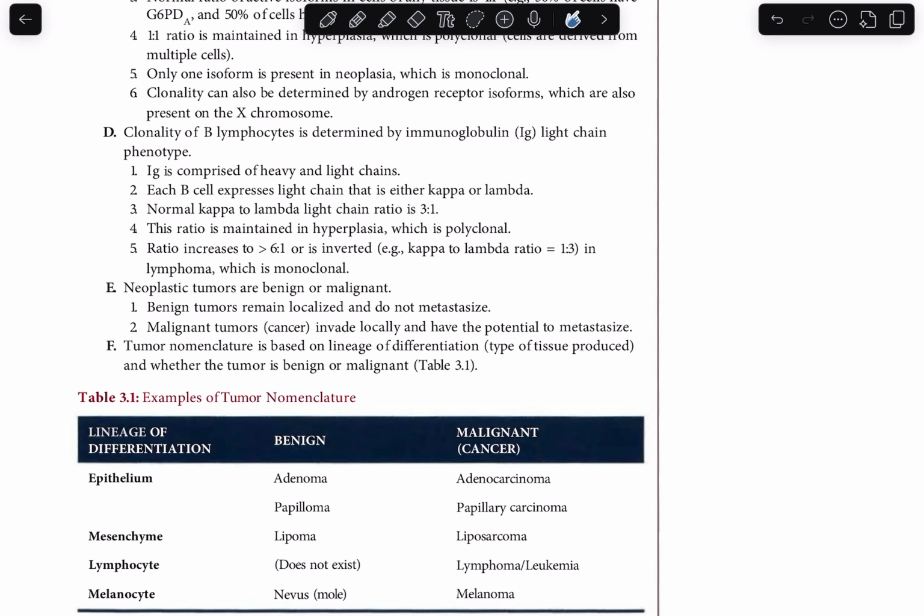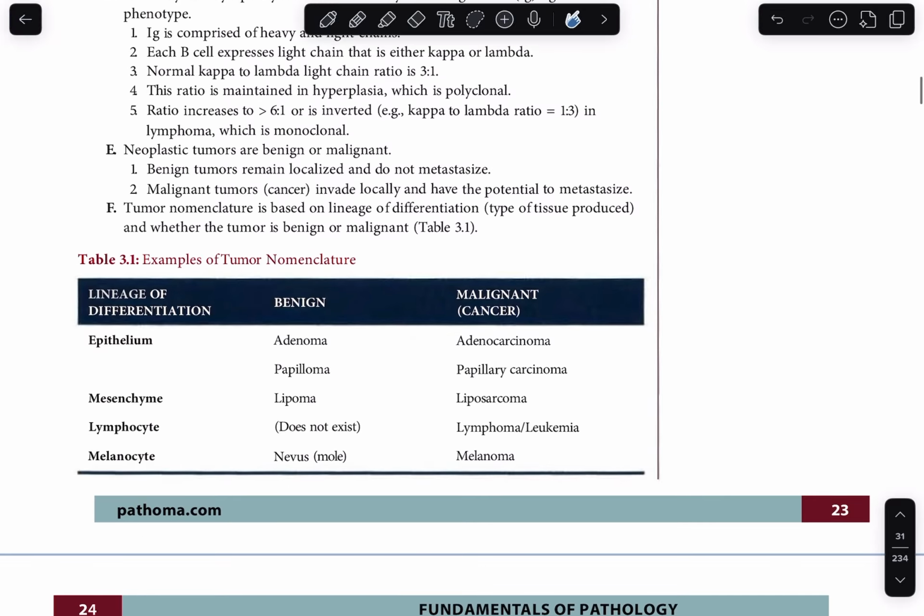Neoplastic tumors are benign or malignant. Benign tumors remain localized and do not metastasize. Malignant tumors, or cancer, invade locally and have the potential to metastasize. Tumor nomenclature is based on lineage of differentiation, type of tissue produced, and whether the tumor is benign or malignant.